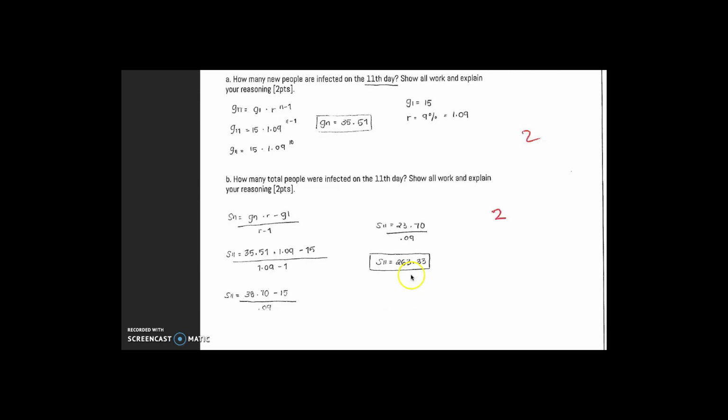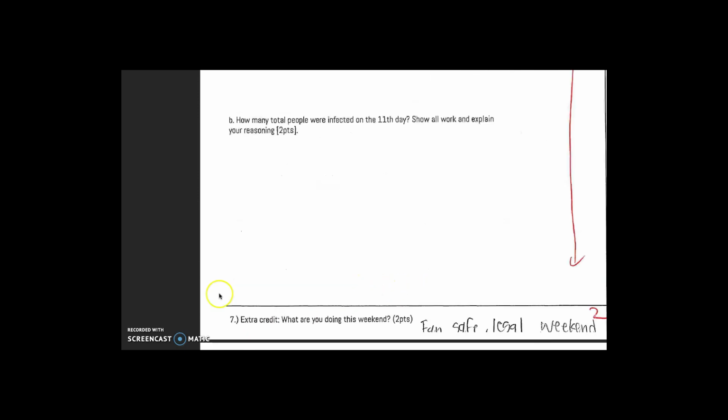So that side was extra credit question. If you watch the corrections from Chapter P test, what are you doing this weekend? Well, whatever I want you to do, whatever it is, this should be fun, safe, and legal. If you got all three of those, you got 2 points. If you got one or two of those, then you got 1 point.